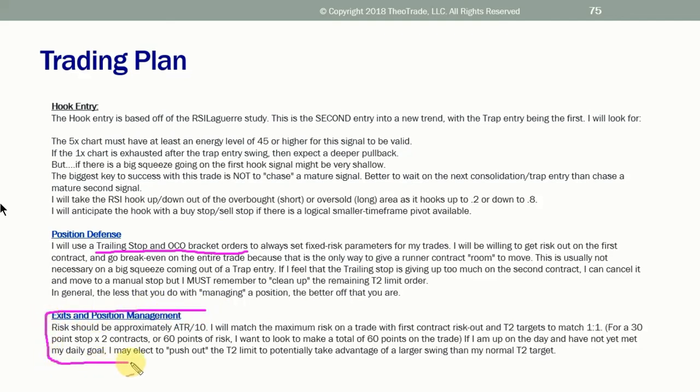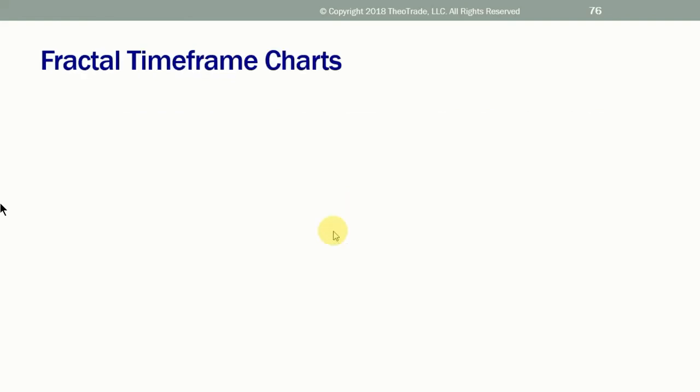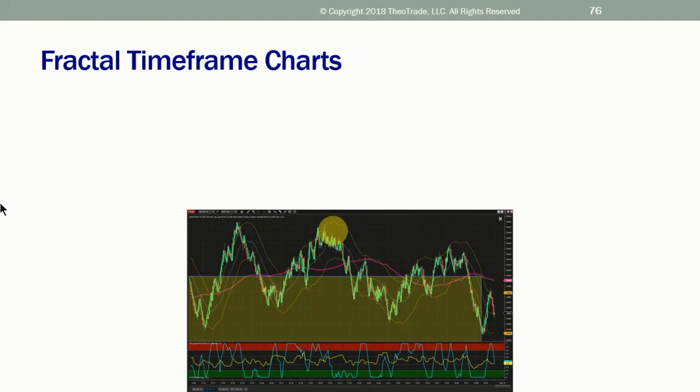And this is how I set my risk on the trade, is approximately ATR divided by 10. Approximately ATR divided by 10. But it needs to be within reason. You know, if we have this huge ATR, I may switch over to what I call the Slim Pickens setup, which I'll talk about in just a minute here. So I use this notion called fractal time frame charts, so fractal energy trading.